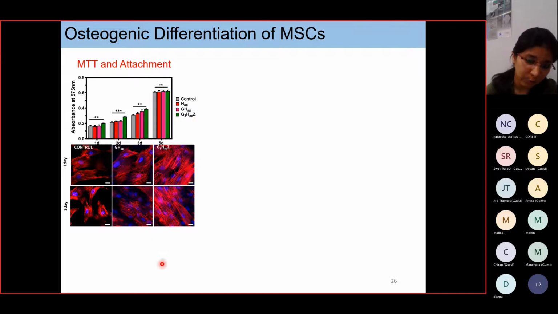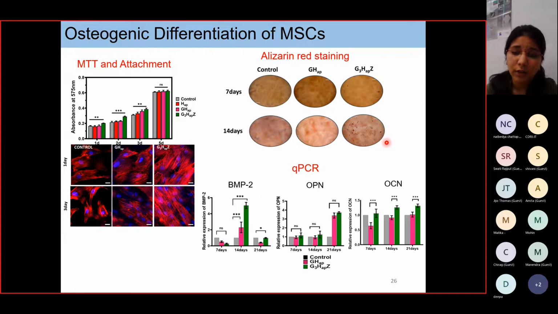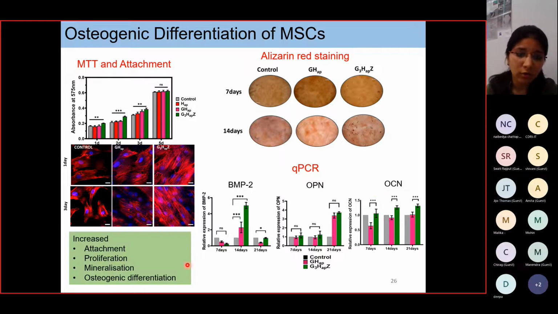We saw the cellular attachment taking place on the surface of these substrates. Alizarin red staining was carried out to check the formation of calcium nodules on the surface of the cells, and there was increased calcium mineralization for these zinc doped hydroxyapatite nanocomposites. We carried out qPCR studies to see how the genes were being upregulated, and we saw an induction of BMP2 in the earlier days, and OPN and OCN increased at a later stage. So our composite showed good attachment, proliferation as well as osteogenic differentiation.